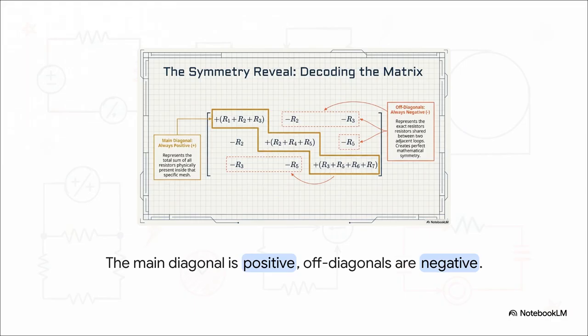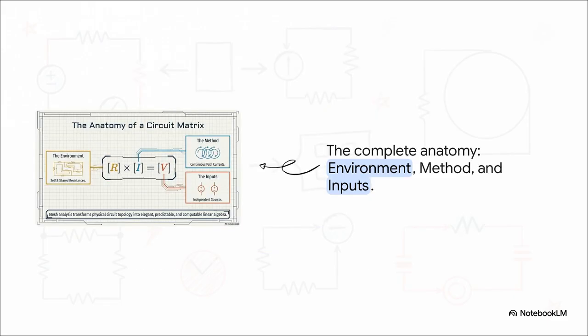In your resulting matrix, your main diagonal, running top left to bottom right, is absolutely always a positive sum of the physical resistors present inside that specific mesh. And those off diagonals, the ones representing the shared resistors, they're always perfectly mirrored negatives. This acts as a built-in error check. If your matrix doesn't perfectly mirror itself across that positive diagonal, you instantly know you dropped a minus sign somewhere. It self-diagnoses its own errors. How cool is that?